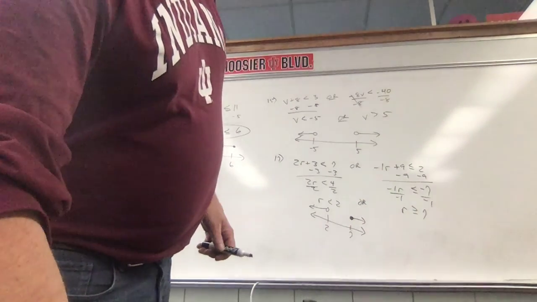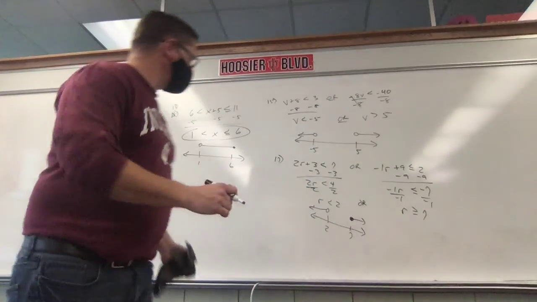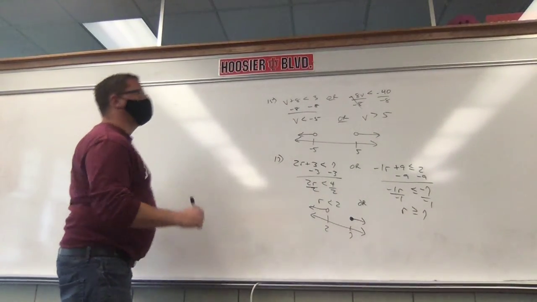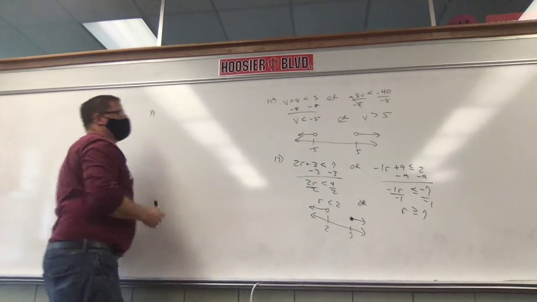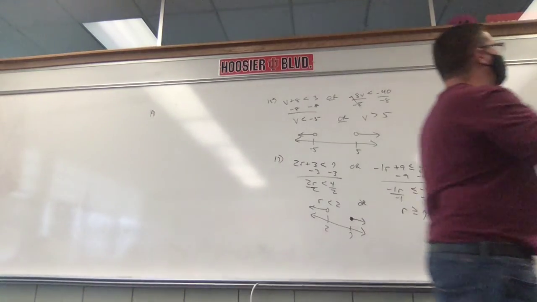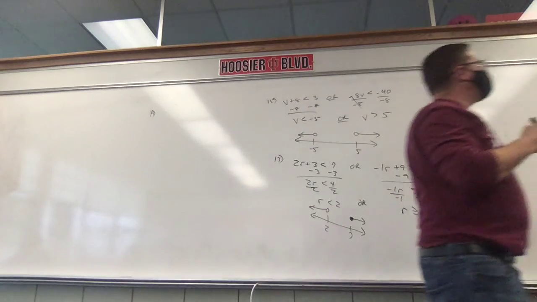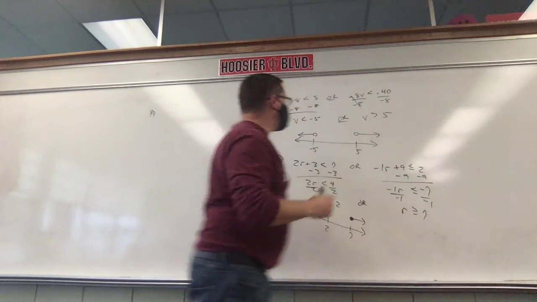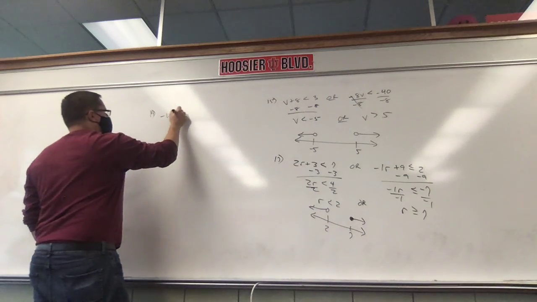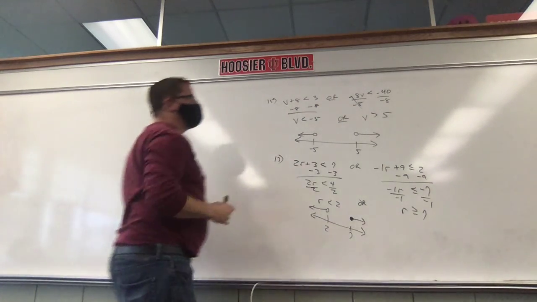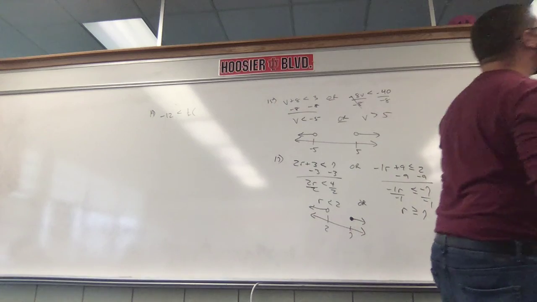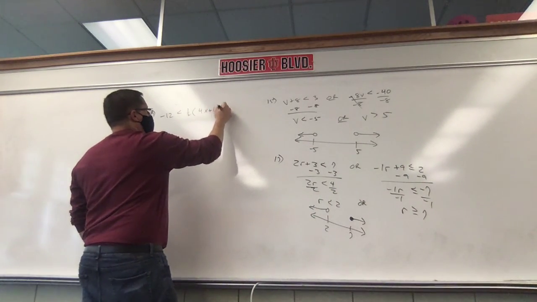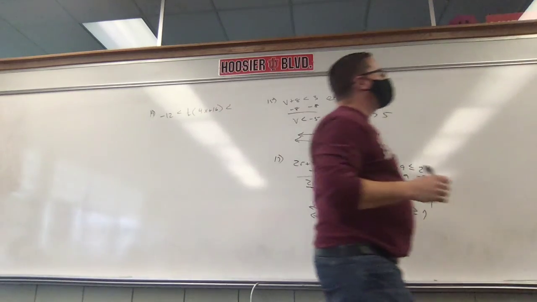Number 19. My grade is like a B plus, B minus, maybe. Okay, so question number 19. We have negative 12 is less than a half times 4x plus 16, which is less than 18.